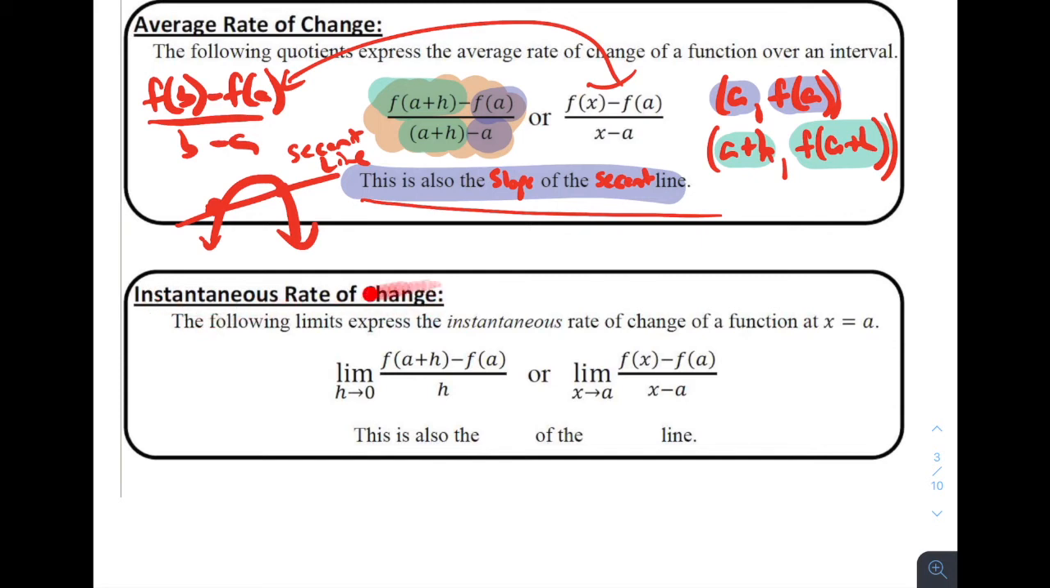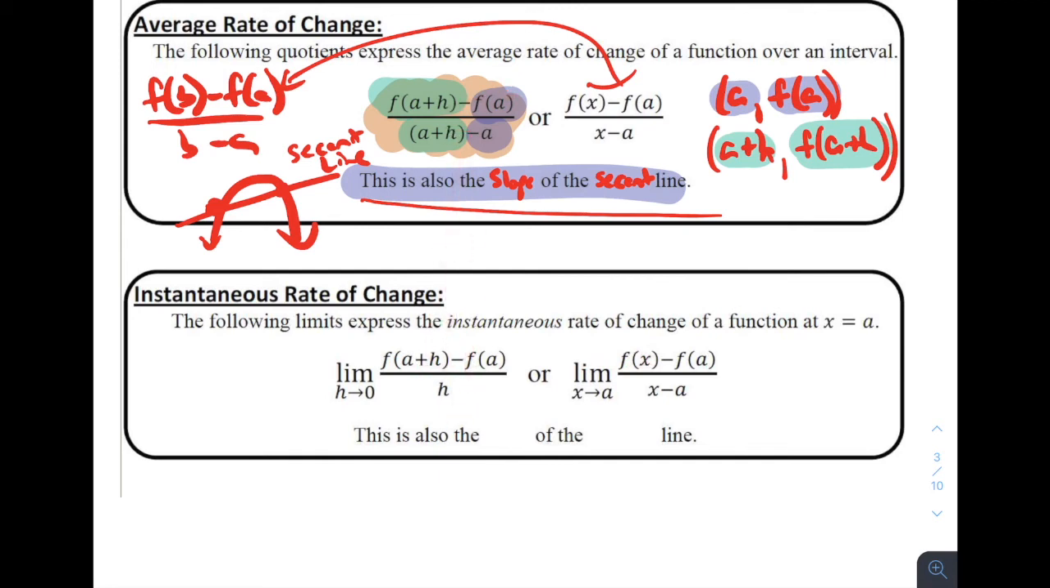So the instantaneous rate of change, which again is different from our average rate of change: the following limits express the instantaneous rate of change of a function at x equals a. And this looks pretty familiar from comparing the two of these. It's the limit as h approaches 0 of f of a plus h minus f of a all divided by h, or the limit as x approaches a of f of x minus f of a over x minus a. These are pretty much the exact same thing, except they're throwing this limit statement on here as x approaches a.